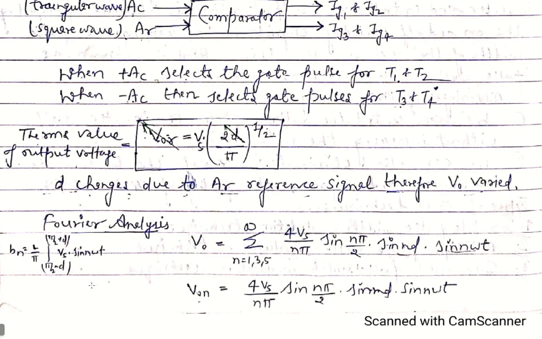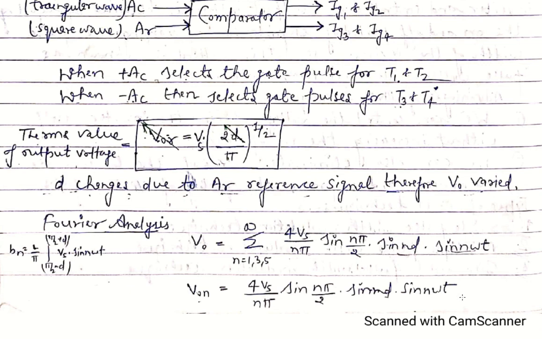If we do this integration, we will obtain Bn to be 4 Vs upon n pi, sin n pi by 2, sin nd. This is the Bn amplitude, and sin n omega t will be there for the sinusoidal term. This shows the dependency on n, which is the harmonic number. So the output voltage of the nth harmonic will be given by 4 Vs upon n pi, sin n pi by 2, sin nd, sin n omega t.